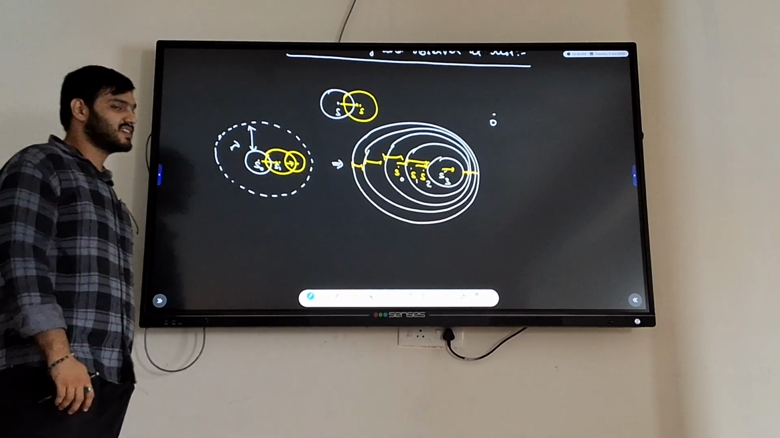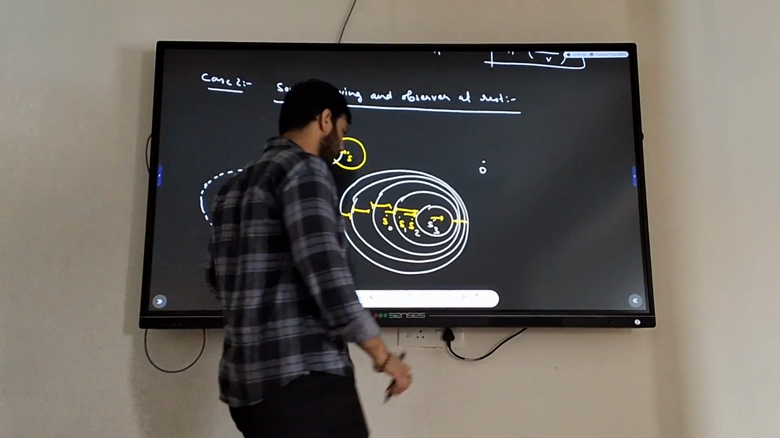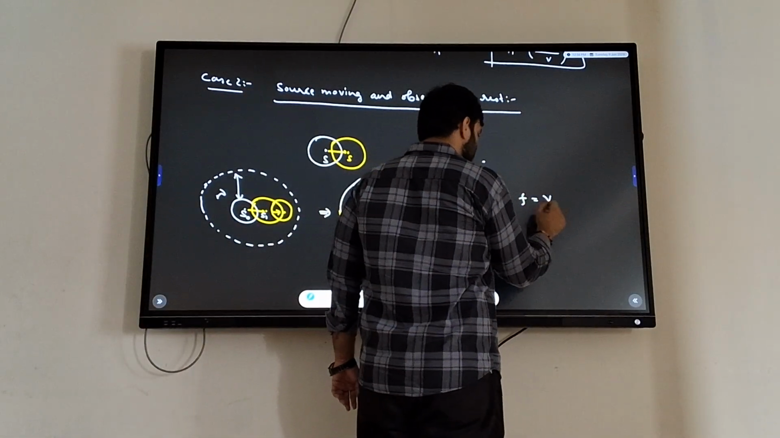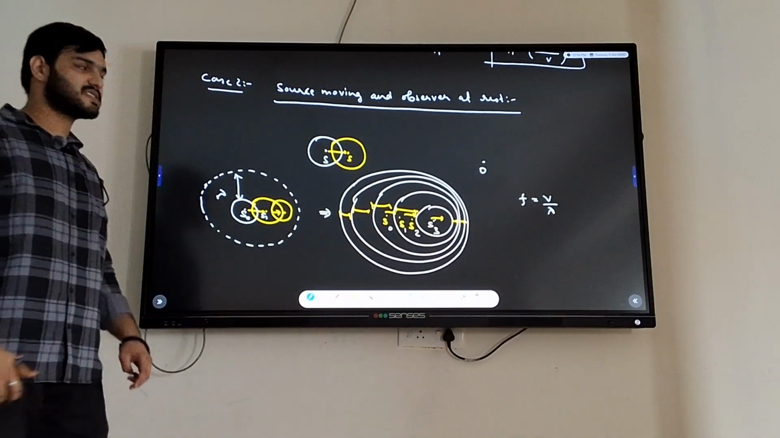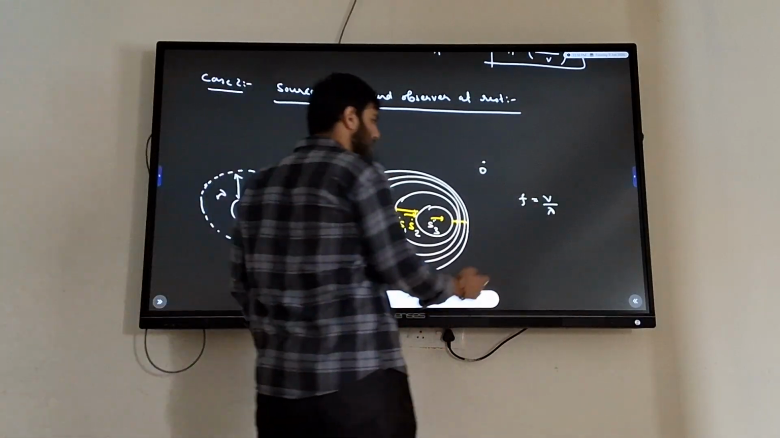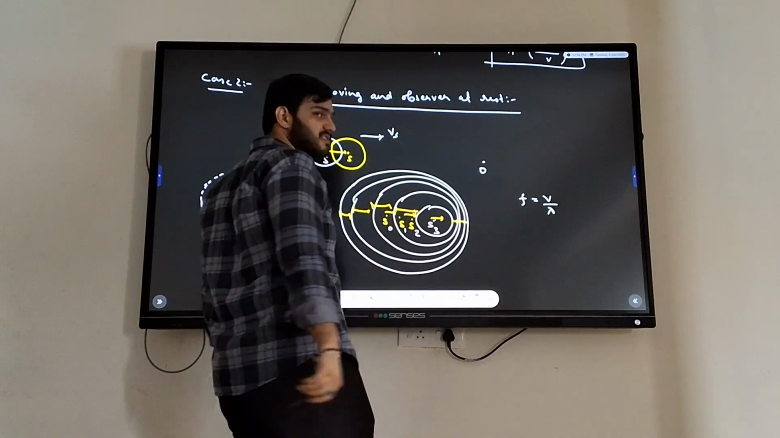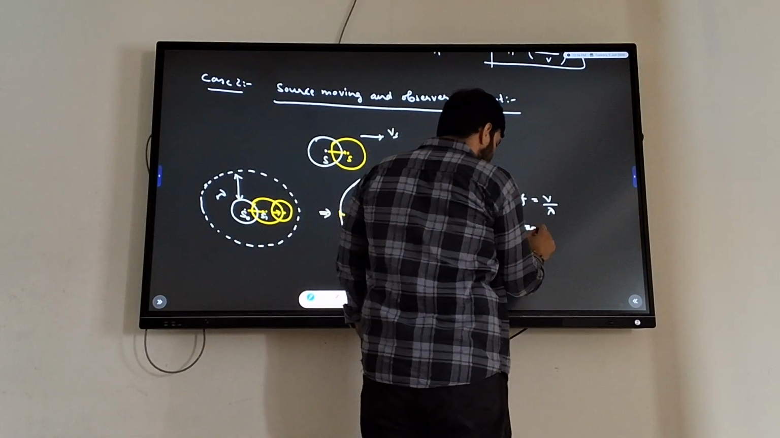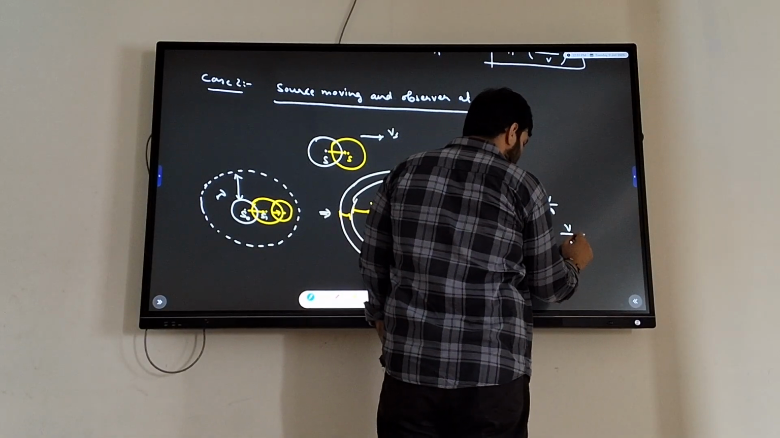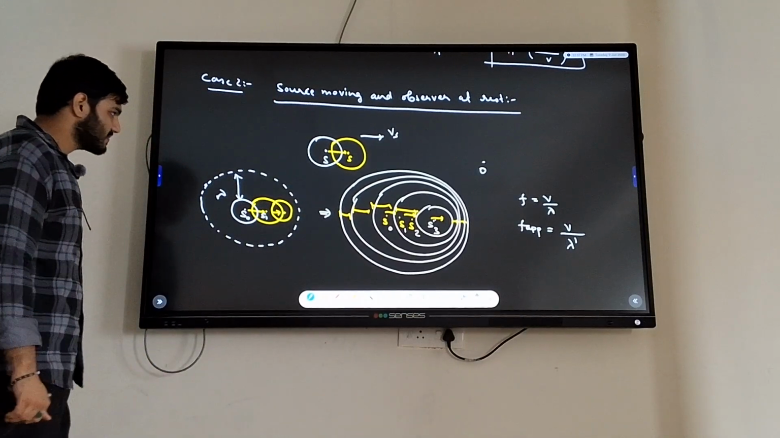Okay. Now let's do the calculation. f is equal to v by lambda, right? What is the frequency perceived by a person who is standing here? So his velocity is 0 and this guy is moving with some velocity Vs. So the apparent frequency f apparent is going to be velocity divided by new lambda, lambda dash. Let me find that lambda dash.